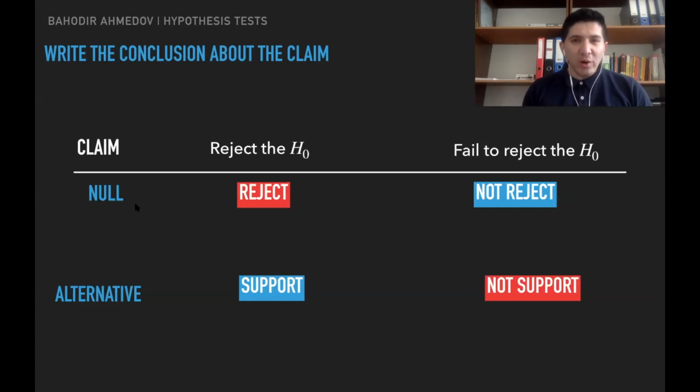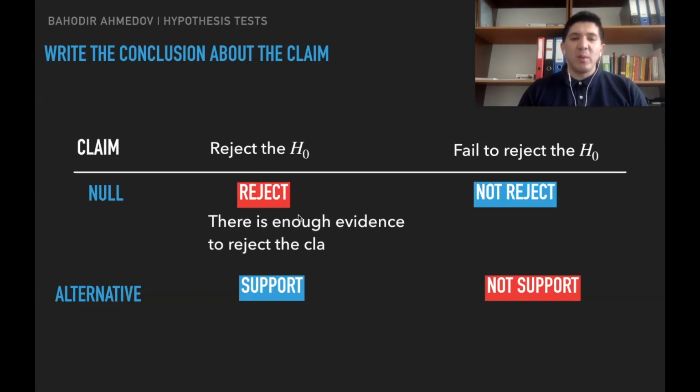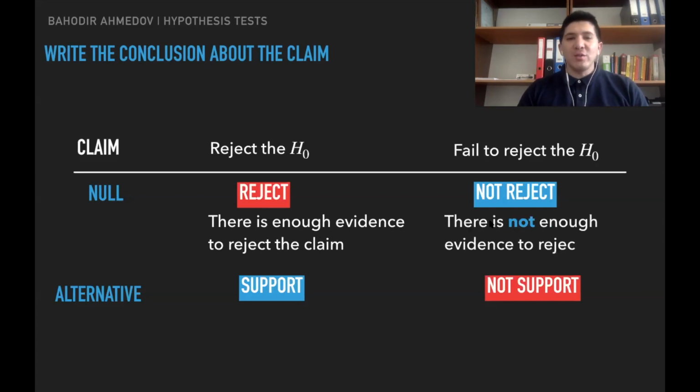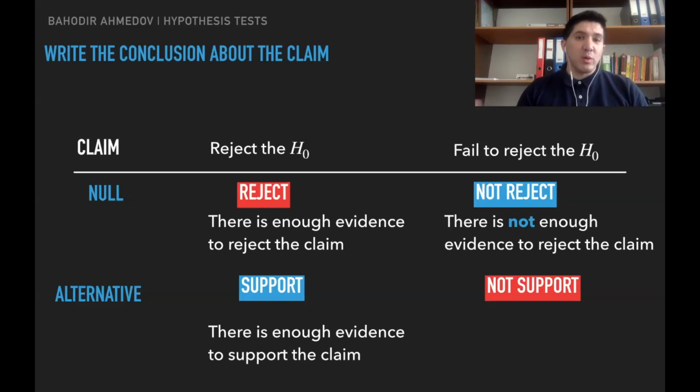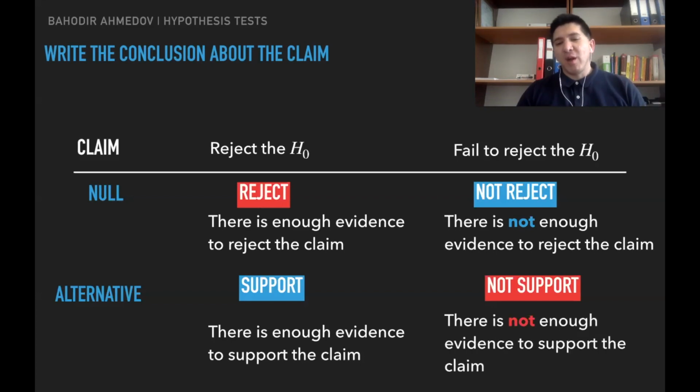Writing down the conclusions in words is a little bit confusing, so you need to try to remember them using the keywords. For example, rejection of the null hypothesis is: there is enough evidence to reject the claim. When we are not going to reject it, we usually write: there is not enough evidence to reject the claim. Whenever we support the alternative hypothesis or the claim, we usually write: there is enough evidence to support the claim. And when we are not going to support it, we usually write: there is not enough evidence to support the claim. Structurally, they actually look similar, right?